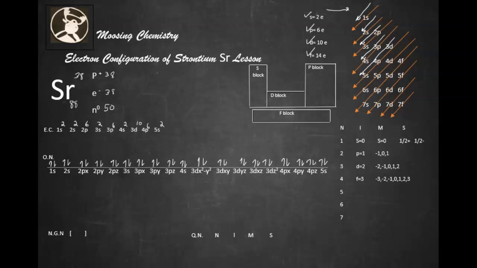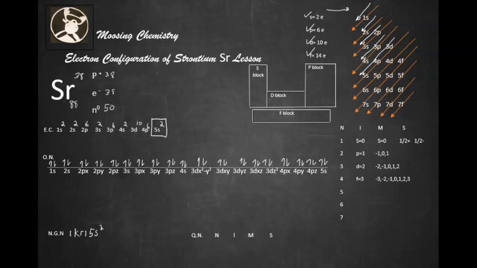Let's look at noble gas notation. The nearest noble gas to strontium is Kr, which is krypton. So let's put the Kr in there, and then we get our valence shell right here. So we're just going to write 5s2. That wasn't hard.